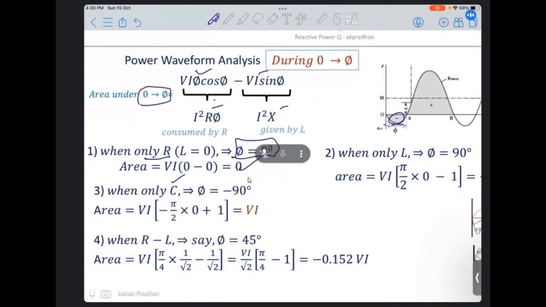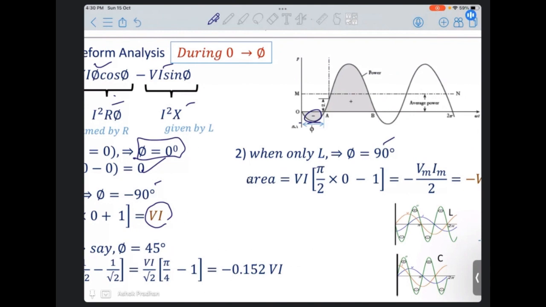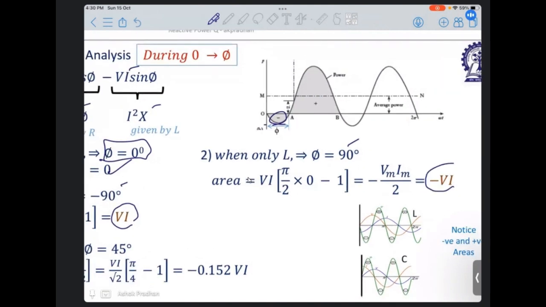When it is only capacitive, phi is now minus 90 degrees. So the Vi at minus pi by 2 becomes equal to Vi. If we substitute pi by 2 here, this part is 0, and only the pi by 2 part remains, so that becomes equal to Vi. When it is only inductive, phi is plus 90 degrees, and if you see this here, it comes out to be minus Vi. So for capacitance it comes out to be plus Vi, and for inductance it comes out minus Vi. So that's the reason we talk about the plus Q and minus Q, as we were arguing earlier also. So that's the point here.